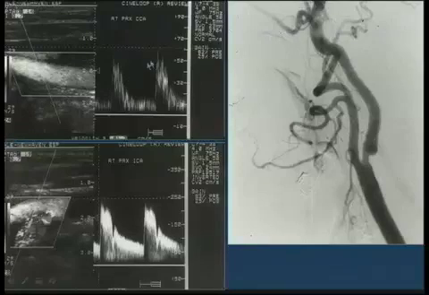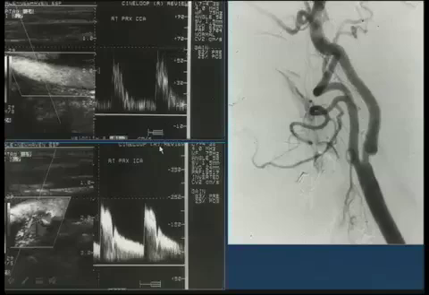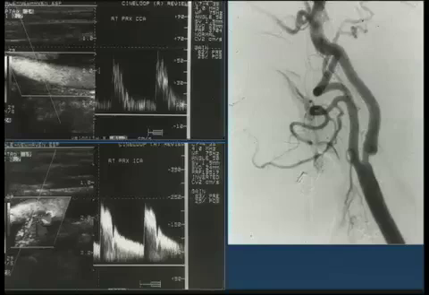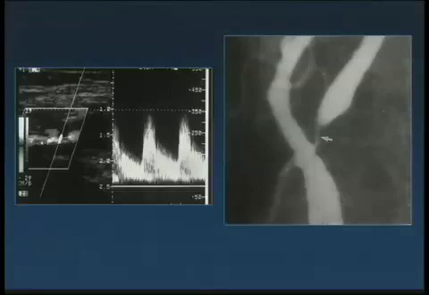So in this patient, the velocity in the common carotid is about 60 centimeters per second, and it reaches about 240 centimeters per second in the proximal right internal carotid artery. And when you look on the angiogram, in fact, you see there's just about a 70% stenosis, as you would expect, using those threshold values proposed by the SRU Consensus Conference.